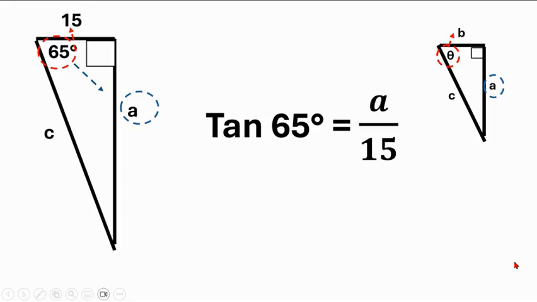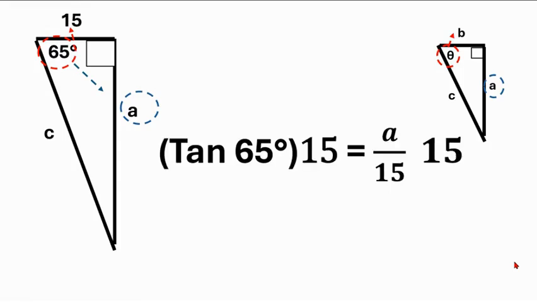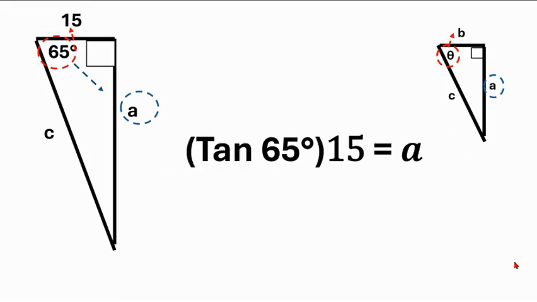So how do we do that? A needs to be on a side by itself, so we're going to multiply by 15 to get rid of the 15 that's on the bottom of that fraction. Multiply 15 on both sides. You're going to cancel out the 15s on the right side, and that leaves you with tangent of 65 times 15.